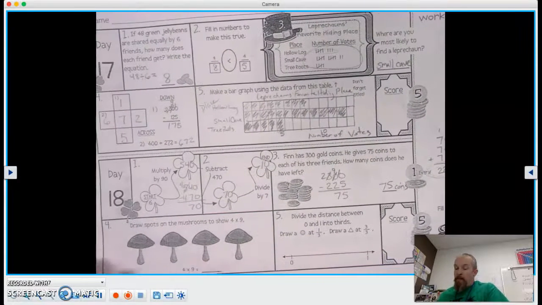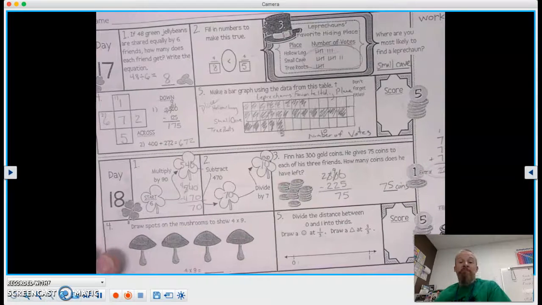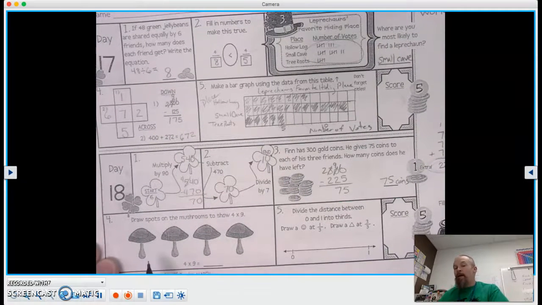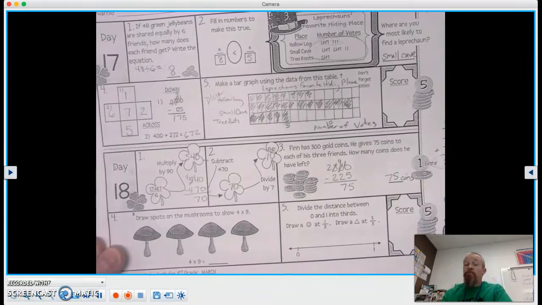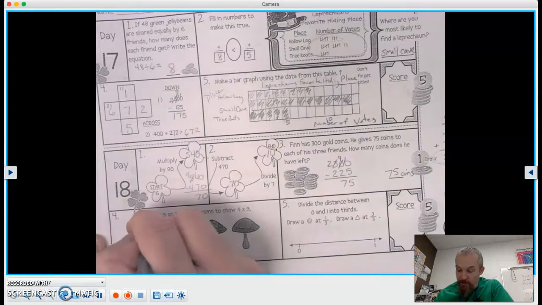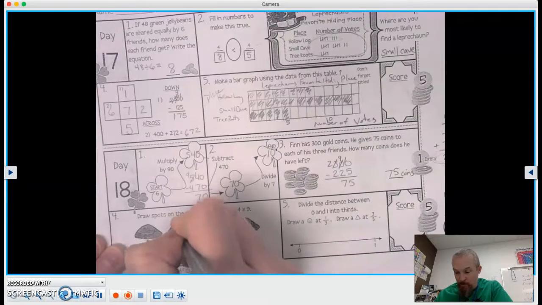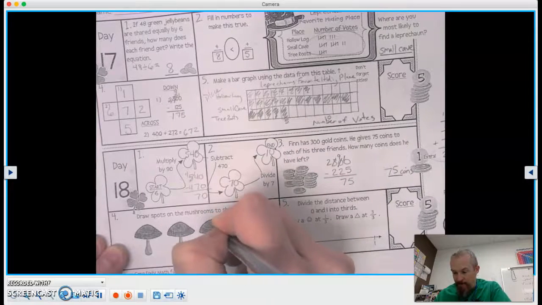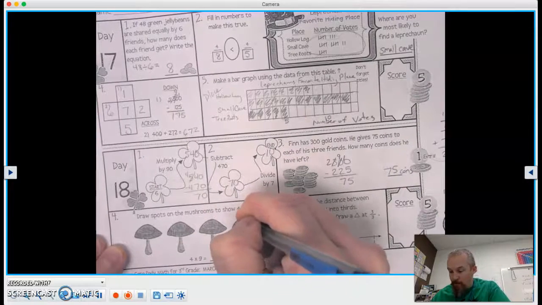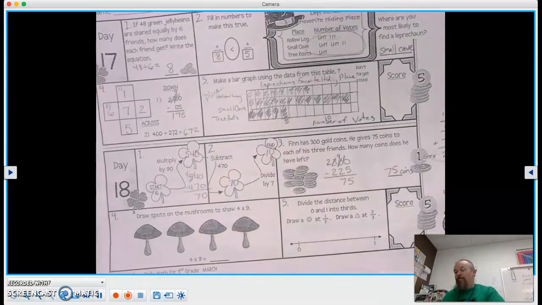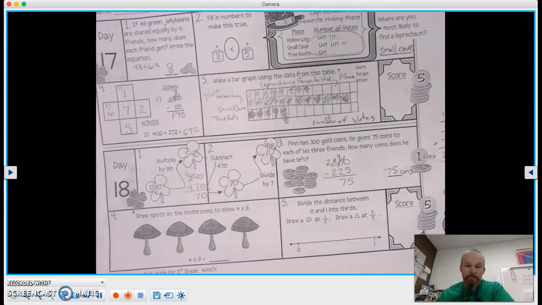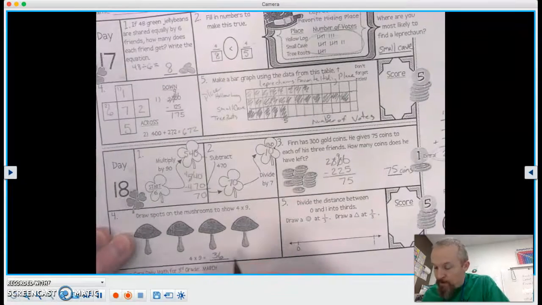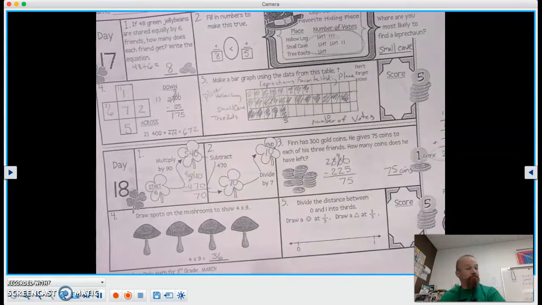Draw spots on the mushrooms to show 4 times 9. So I count 4 mushrooms, so I'm not going to put 4 dots on each mushroom. I'm going to put 9 dots on each mushroom. So 1, 2, 3, 4, 5, 6, 7, 8, 9. Really hard to see those, but I did make them, I promise. 4 times 9 is 36, right? It's 40 minus 4.